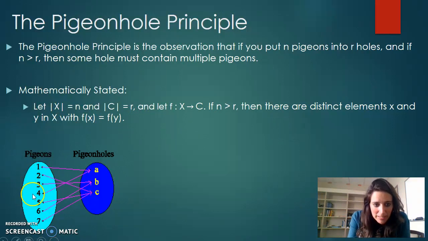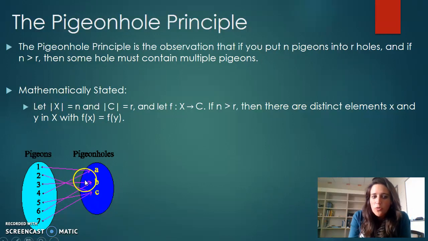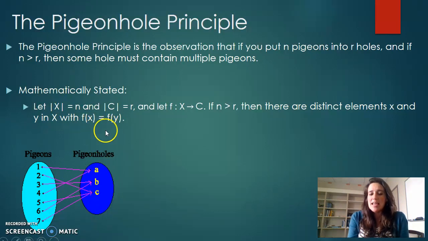So for this map here, what do we have? Pigeon 1 and pigeon 4 both map into hole A. Pigeon 3 and pigeon 6 both map into hole B. So there are distinct elements in the domain that have the same output, the same hole, if we're thinking about pigeons and holes.